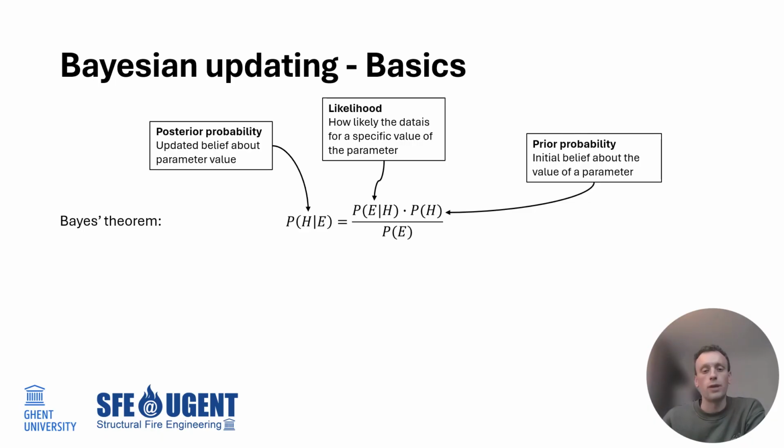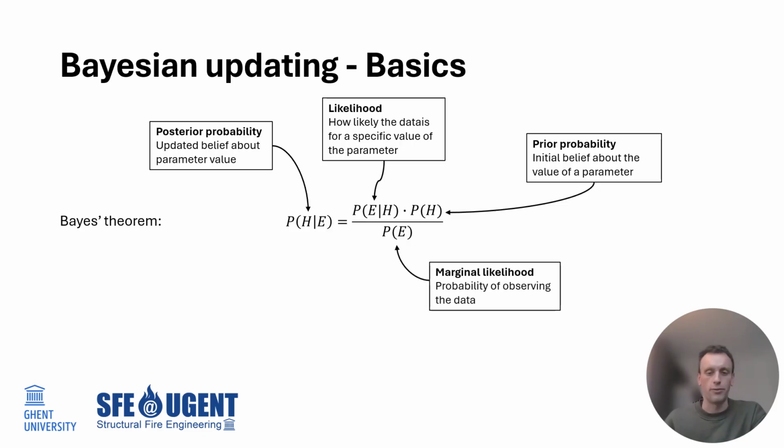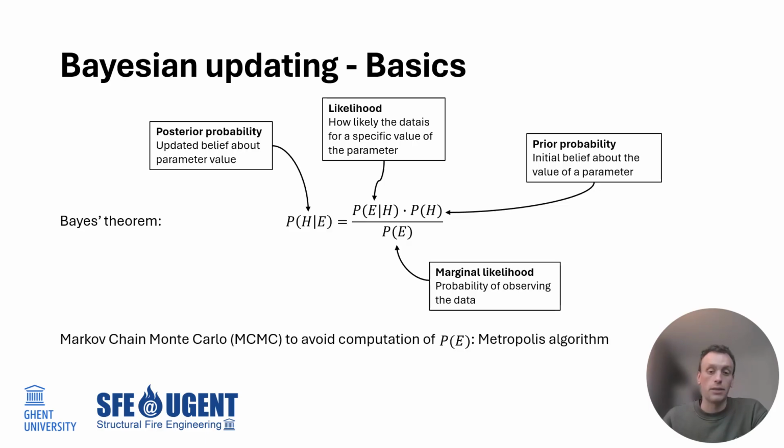And then we have to normalize this by the marginal likelihood, which is the probability of observing the data in general. But this one is usually quite difficult to calculate, so we cannot, for a real application, just use Bayes' theorem. So what we need is an algorithm that avoids the calculation of the marginal likelihood. And this can be done if you use a Markov chain Monte Carlo method algorithm. And in this case, we've used the Metropolis algorithm, which is one of the basic ones.